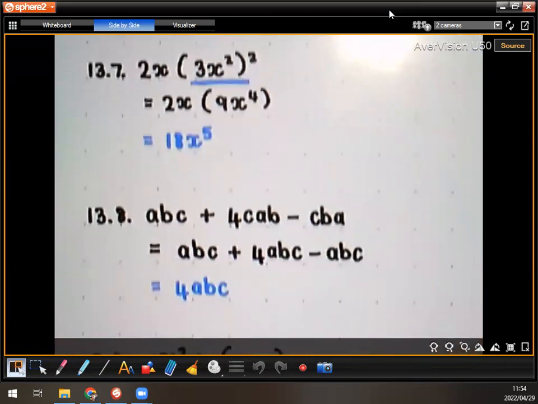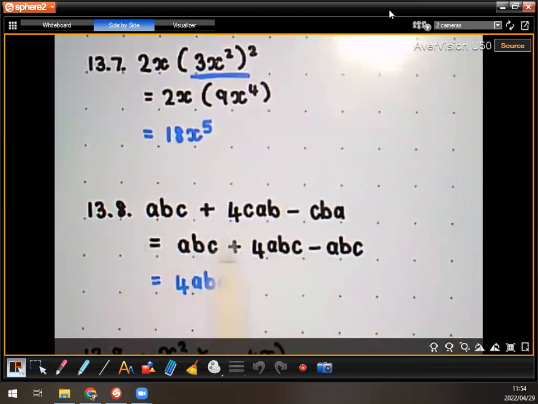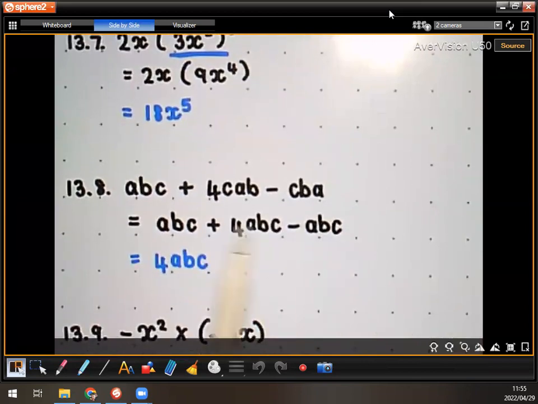For the next one, you don't have to put in this extra step. We see we have ABC and CAB and CBA. They're trying to make it look like they're not like terms, but they are all like terms, right? They have the same 3 letters. ABC, this 4 CBA, you can rewrite as 4 ABC. Just put them in alphabetical order. And negative CBA, you can rewrite as negative ABC. Again, just alphabetical order. And that's ABC plus 4 ABC is 5 ABC, right? Minus ABC is again 4 ABC.